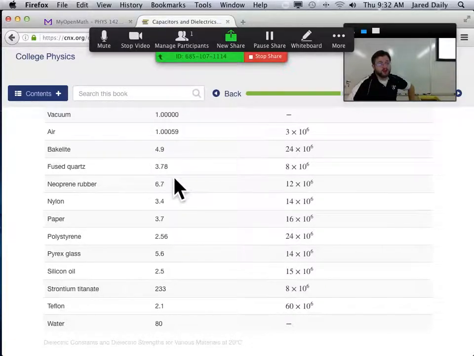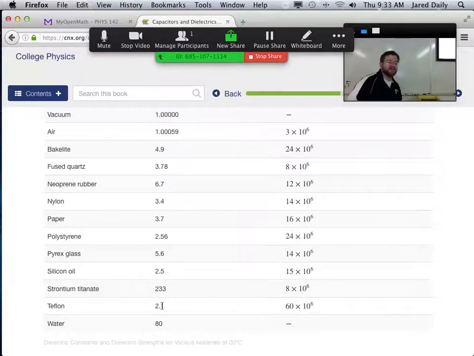You have fused quartz, which is used often in essentially glass, used in capacitors all the time, 3.78. Neoprene rubber, very good at 6.7. Pyrex glass, 5.6, much better than fused quartz. Then you have water. Water turns out to be a fairly good capacitor. Strontium titanate, another very, very, very good one. Right? Love that, 233. Water has to be pure. Can't have any contaminants in it.